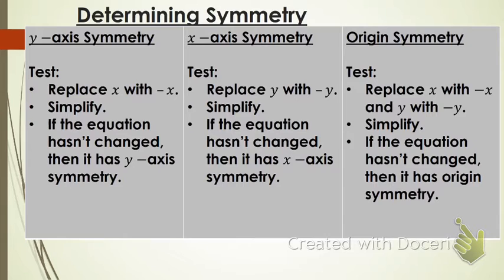Symmetry about the origin is rotational symmetry. So the one that I think about with this is like a circle. If the center is at the origin, if I take that circle that's around the origin and I spin it, you're not going to be able to tell a difference in that graph. That is symmetry about the origin.